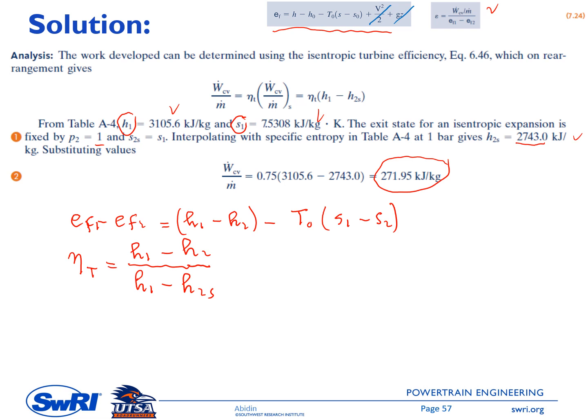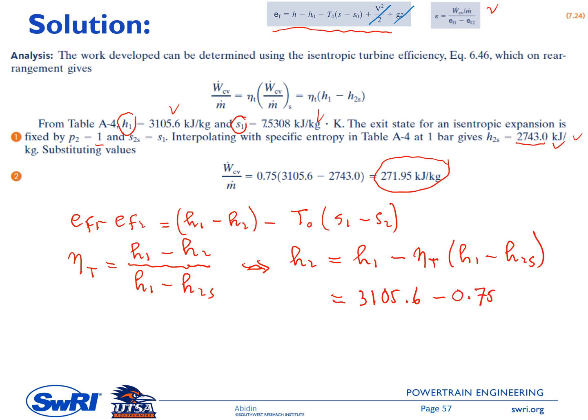The turbine efficiency is known. H1 has been calculated, and H2S has been obtained from the table. So we can get H2. H2 equals H1 minus turbine efficiency times H1 minus H2S. So we plug in all the numbers here, because H1 is known already: 3105.6 kilojoule per kilogram minus the efficiency, which is 75%, 0.75 times H1, which is 3105.6, minus H2S, which is 2743.